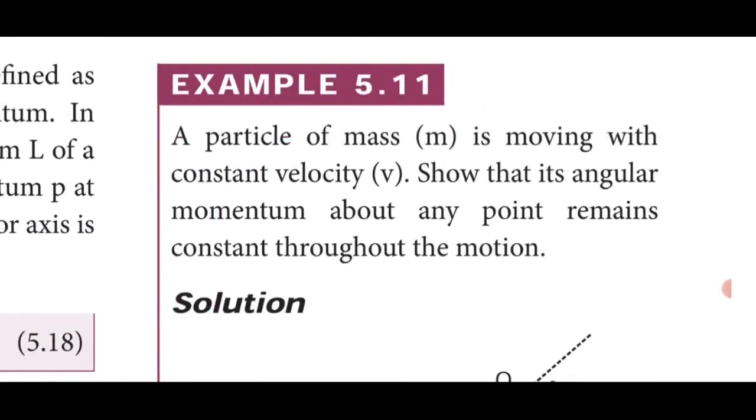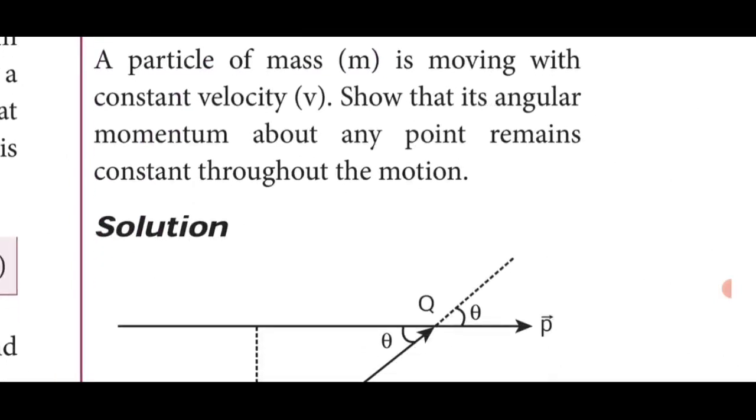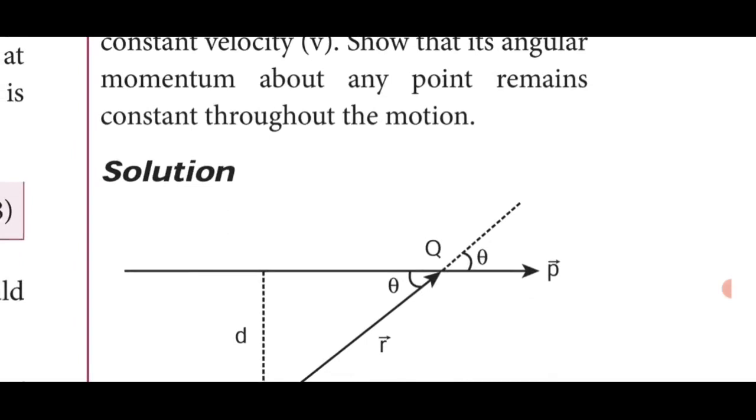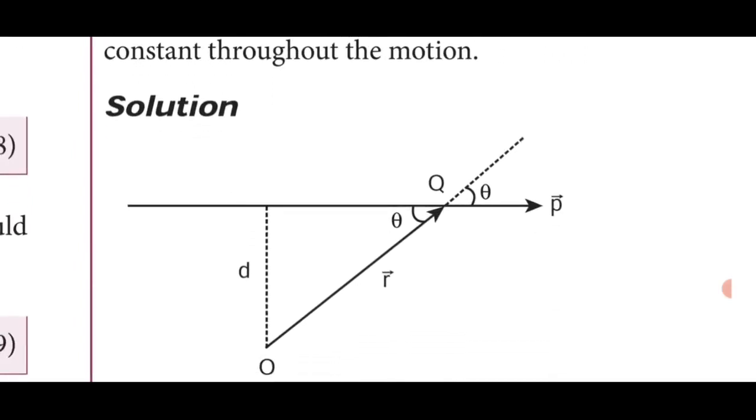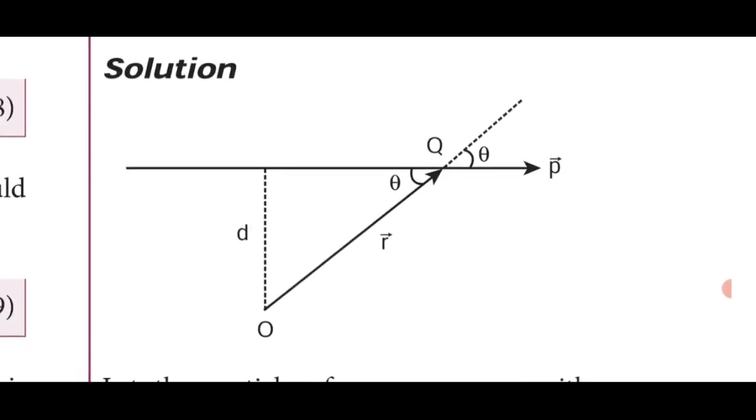So example problem 5.1 will be similar to these things. When a particle of mass m is moving with a constant velocity, what is the angular momentum about any point? It remains constant throughout the motion. The diagram is given clearly.